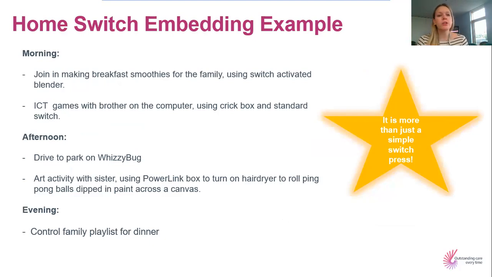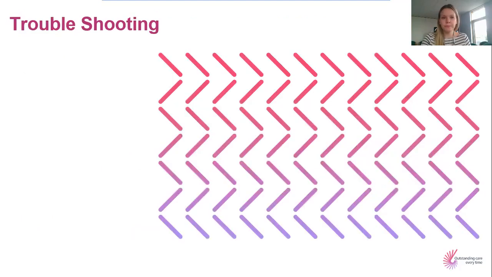So in the morning, you might join in breakfast smoothies for the family using a switch activated blender. You then might be able to join in with ICT games on the computer using a QuickBox and a switch. So you might be able to tell stories, play a game, listen to music. In the afternoon, you could do some powered mobility. So you might drive to the park on a Whizzy Bug, go around the house in a Bugsy. Then you could do some art activity with a sibling with your switches. And in the evening, you could control the family playlist for dinner. So there's so much that we can do with switching.